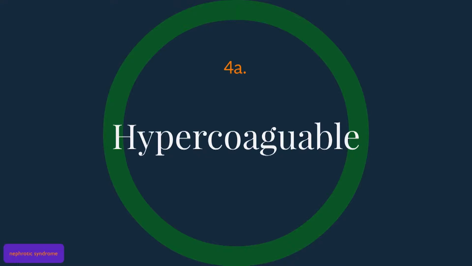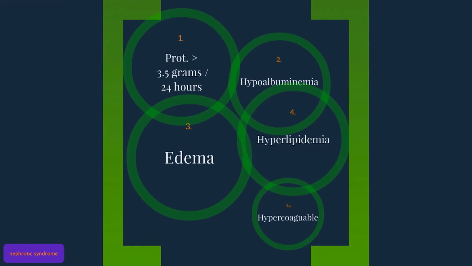In addition to losing clotting factors like protein C and protein S, the overproduction of clotting factors leads to a hypercoagulable state. And patients with nephrotic syndrome often present with clots. So to summarize, proteinuria leading to hypoalbuminemia, leading to edema. The response of overproduction of albumin leads to overproduction of lipids as well as clotting factors, presenting with a hypercoagulable state.